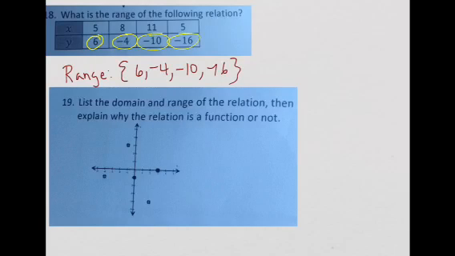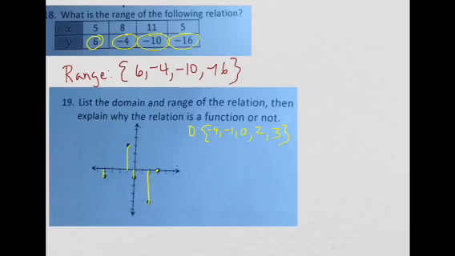Alright, so here it says list the domain and range of the relation. So I'll start off with the domain. So those are the x values. So I'm gonna draw lines up to the x-axis or down to the x-axis like this. So this one is -4, -1. I'm only looking at the x. This is on the axis, so it's just 0. This point is on 2. And this point is on 3. So this is the domain.